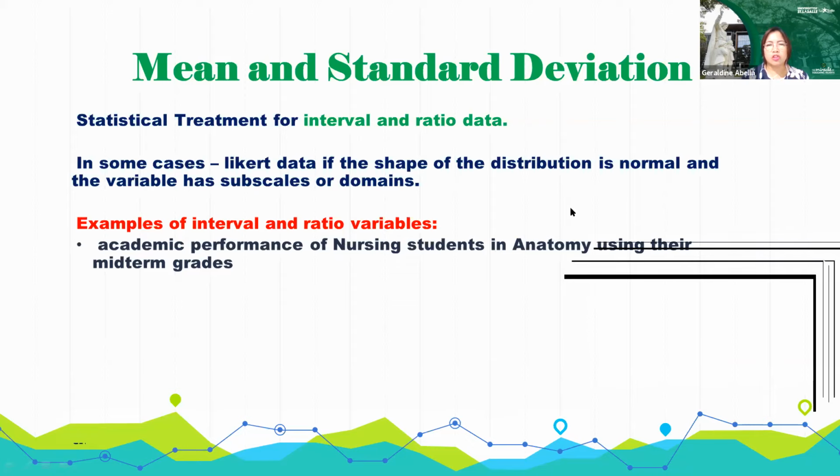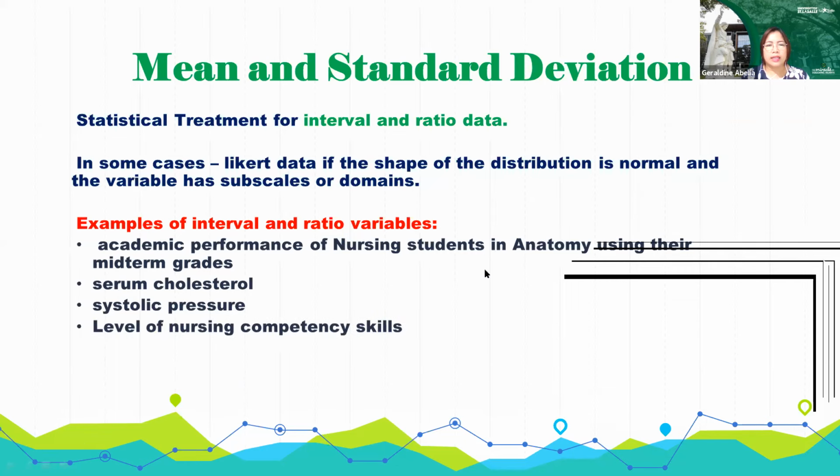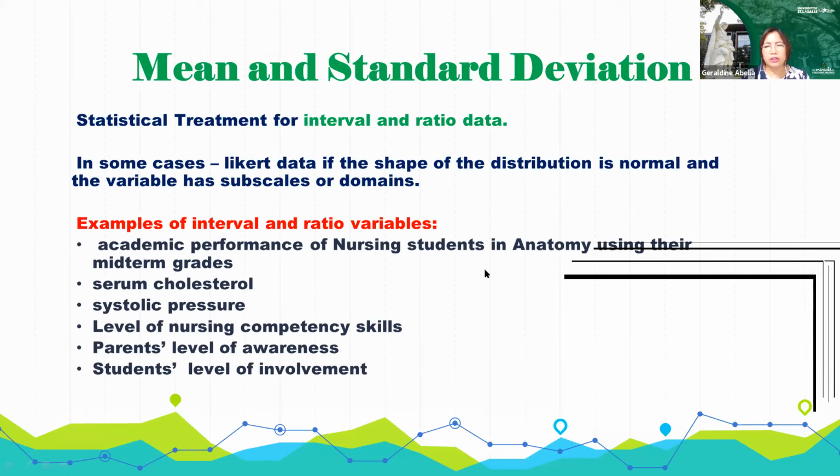Academic performance of nursing students in anatomy using their midterm grades. Serum cholesterol. So if your research requires you to measure the serum cholesterol of the participants in the population or members in the sample, you can get the mean and standard deviation. Systolic pressure, level of nursing competency skills, parents' level of awareness, students' level of involvement, and patients' body temperatures.